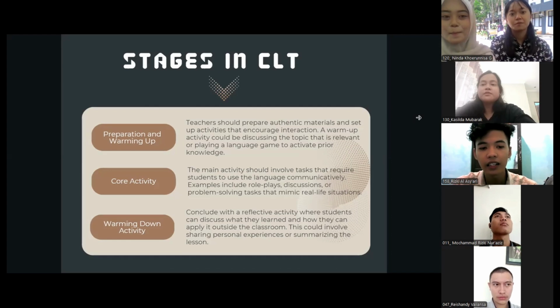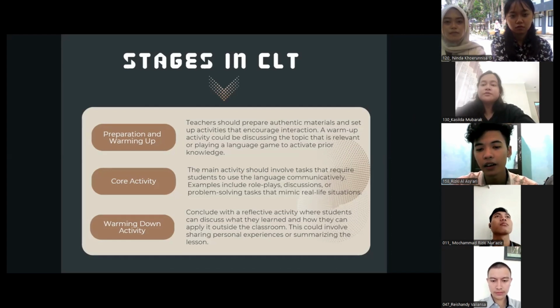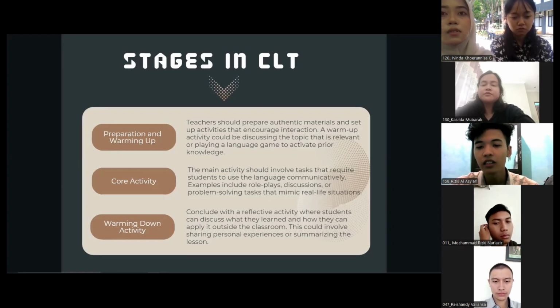And then the last one is warming down activities. Conclude with a reflective activity where students can discuss what they learned and how they can apply it outside the classroom. The lesson should conclude with a reflective activity that allows students to process what they learned and consider ways to apply it beyond the classroom.